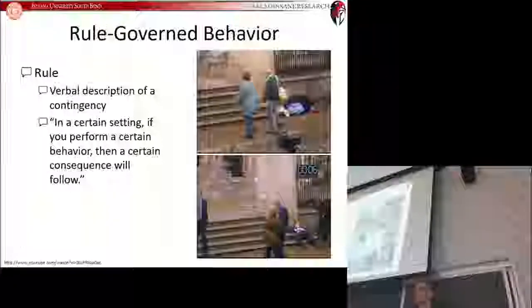So sometimes it's good. In a workplace, if you complete this widget, then you will earn $5. Or it could be punishment.